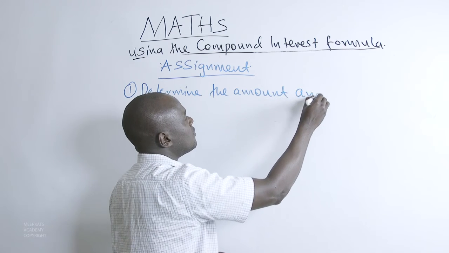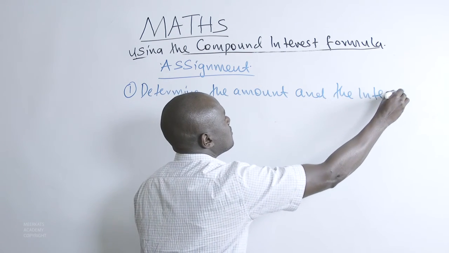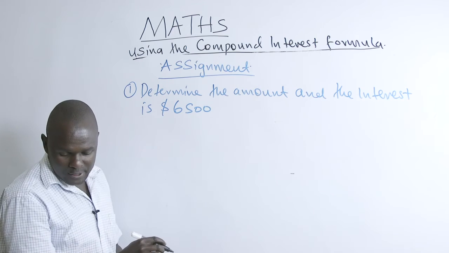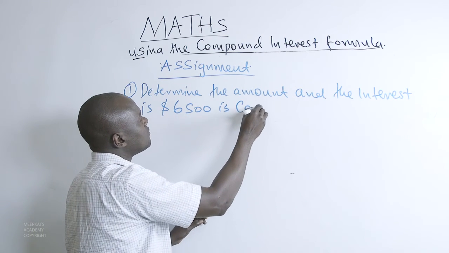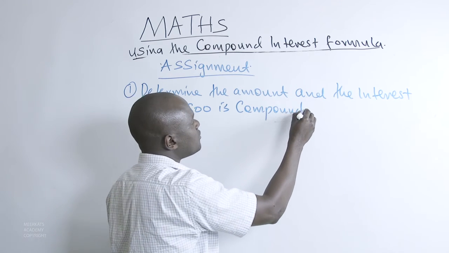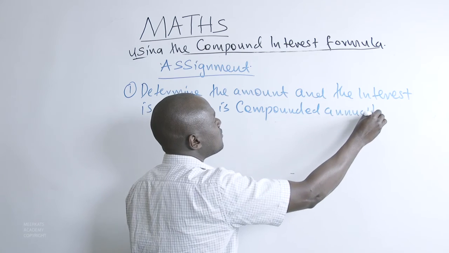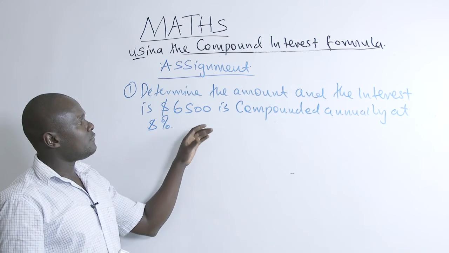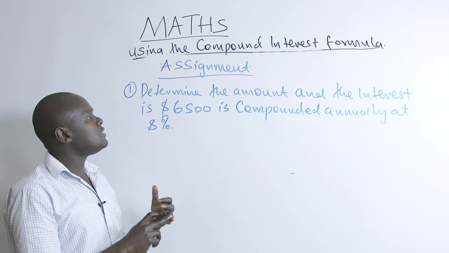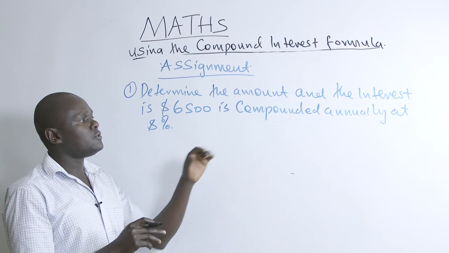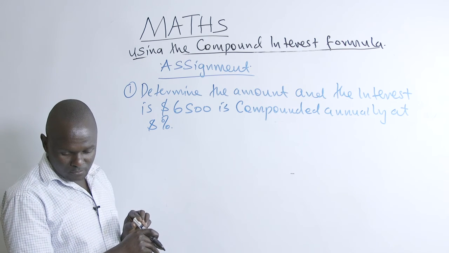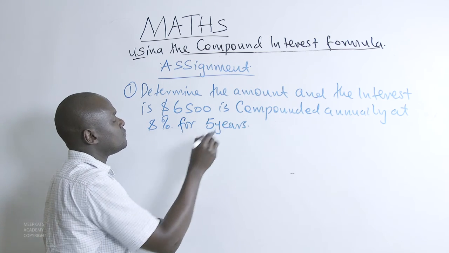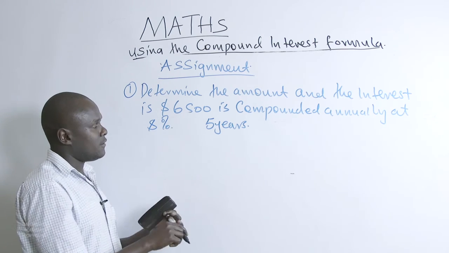Determine the amount and the interest if $6,500 is compounded annually at the rate of 8%. That is our first question, that you determine both the amount and the compound interest if $6,500 is compounded annually at the rate of 8% over 5 years.